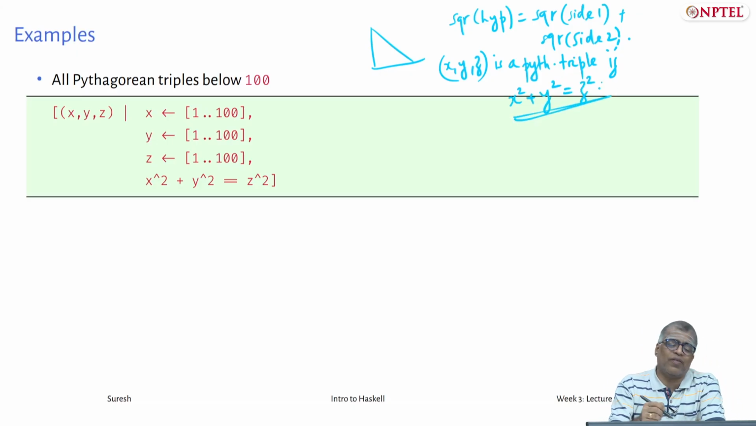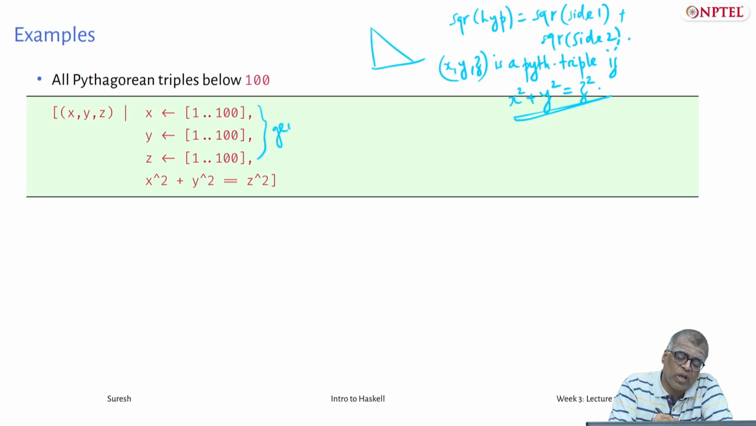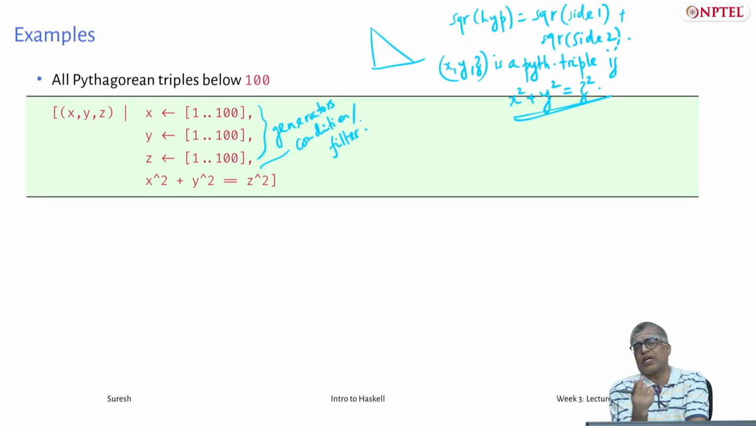So now you see that you have a generator and you also have a filter, if you will. There are 3 generators and also a condition or a filter. Okay. So I pick x from 1 to 100. For each fixed x, I will pick a y from 1 to 100. For each fixed x and y, I will pick a z from 1 to 100. I will check if x squared plus y squared equals z squared. If so, I will output the triple, otherwise I won't.